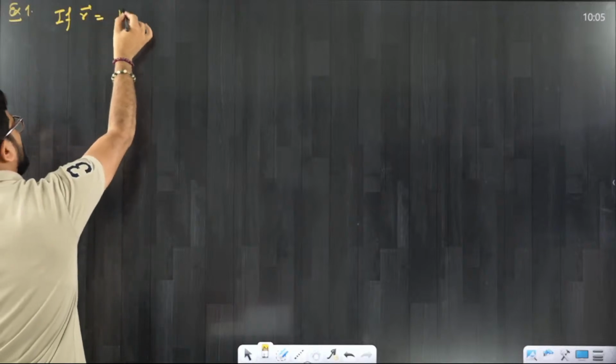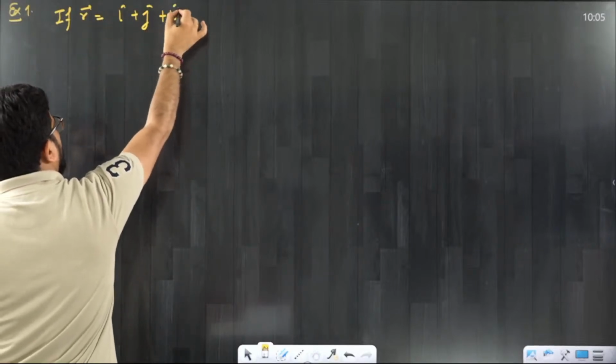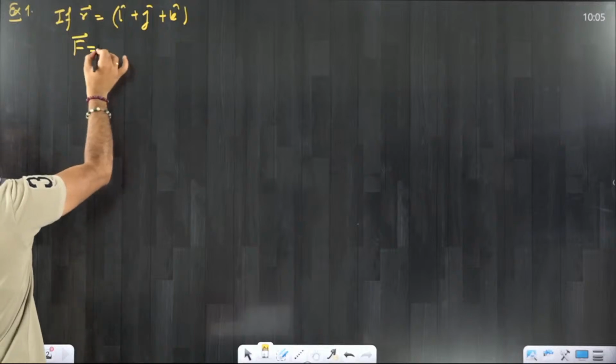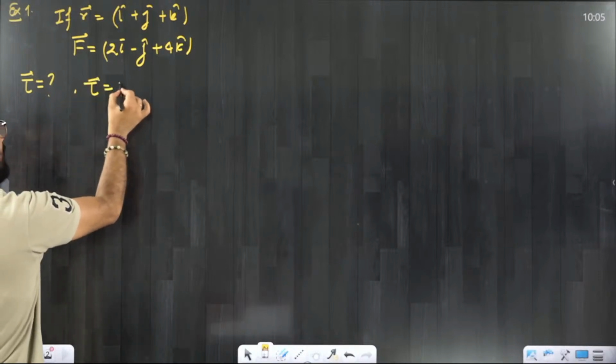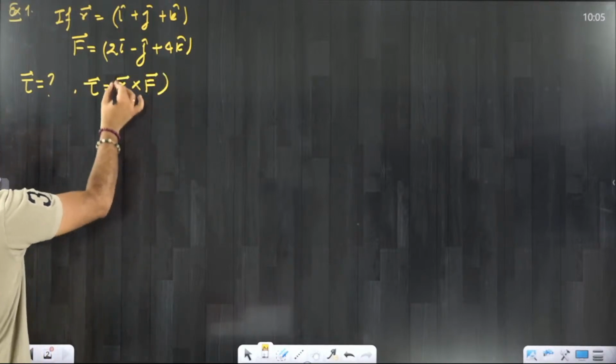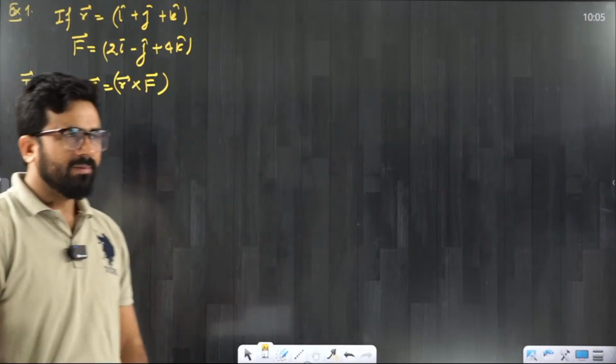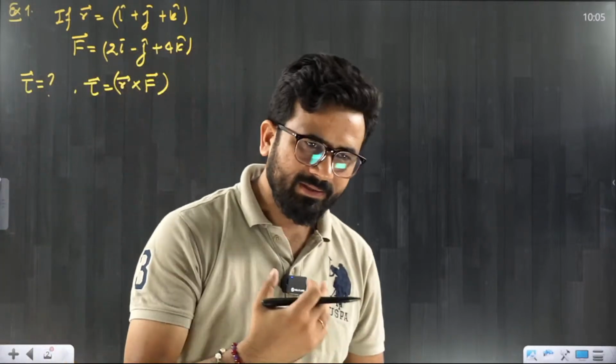Now see a very simple example. The very first example, you will see it. Suppose the R vector is given to you as i cap plus j cap plus k cap, and this is the force vector, equal to suppose 2i cap minus j cap plus 4k cap. I am writing it. My question is very simple: find the torque. A similar calculation we have to do. That means the torque is equal to R cross F. Will you try it? I am giving some time to you. Please try it. I just gave you an idea of how to calculate the cross product.